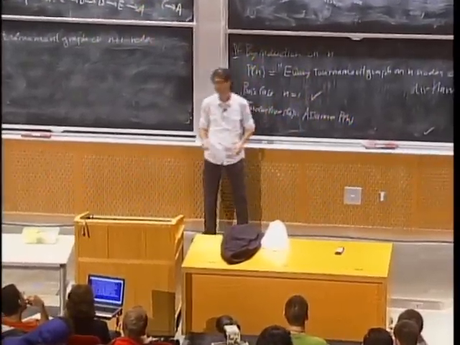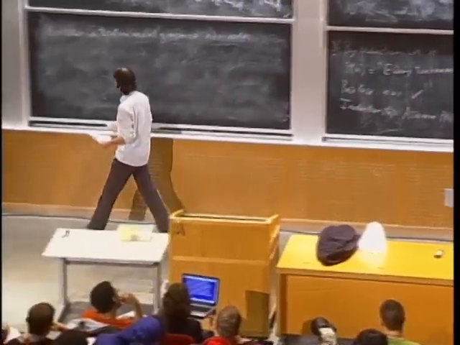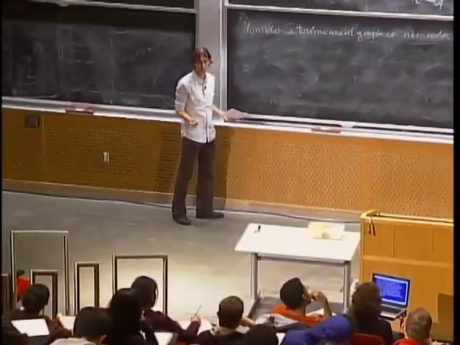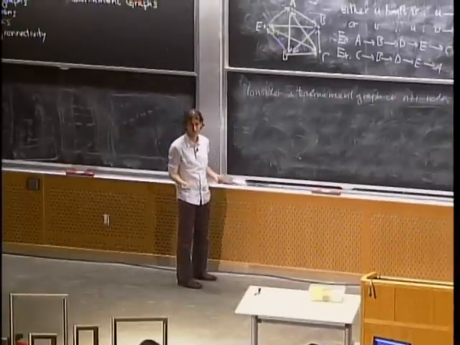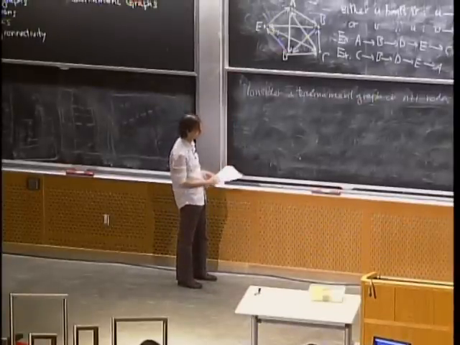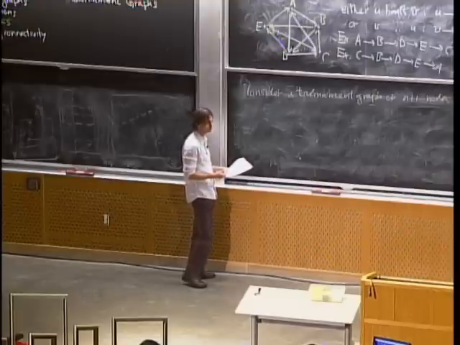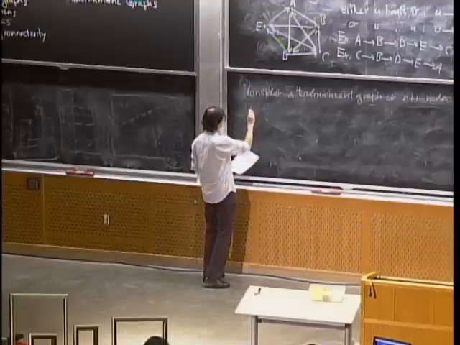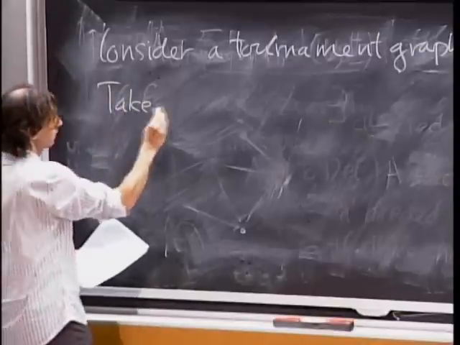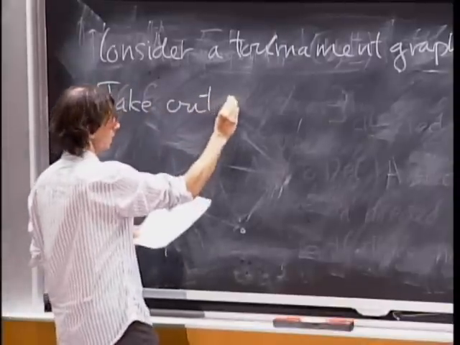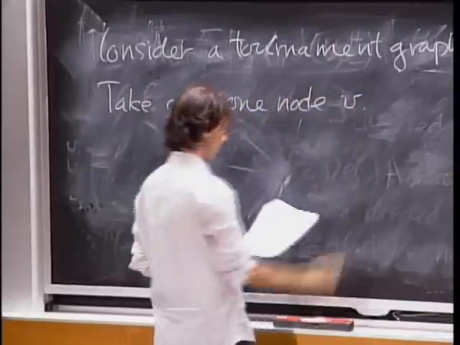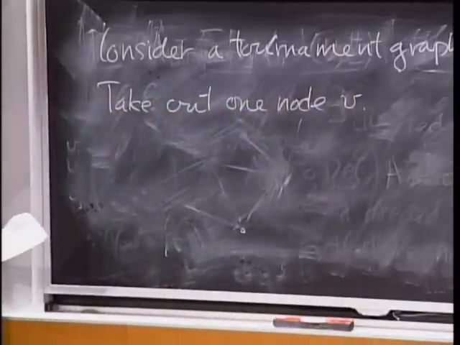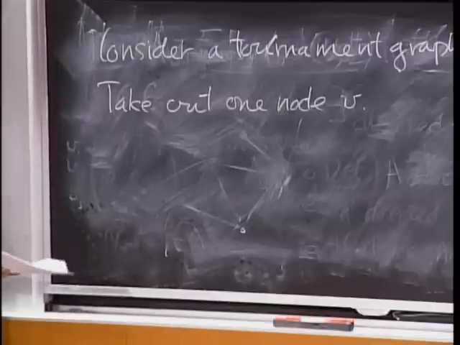Well, let's take out one node and see what happens. Because then we have one node less, and maybe we will be able to apply our induction step. Okay, so let's take out one node V. And what can we say about the remaining graph?